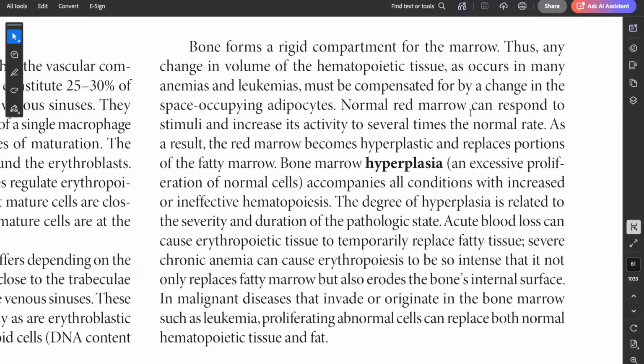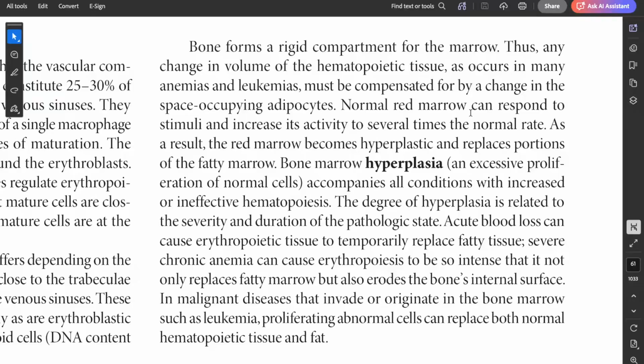The hyperplastic red marrow replaces a portion of the fatty marrow. Bone marrow hyperplasia, an excessive proliferation of normal cells, accompanies all conditions with increased or ineffective hematopoiesis. The degree of hyperplasia is related to the severity and duration of the pathologic state.